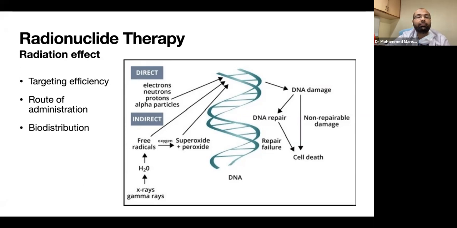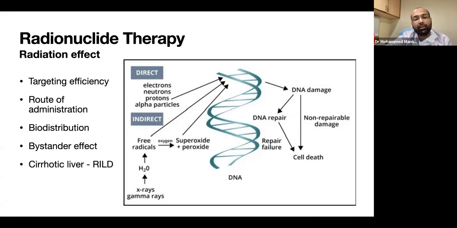And the biodistribution of the radionuclide is also important. We don't want the radiopharmaceutical to go to the tissues which are healthy and non-tumorous and cause radiation damage there. So we want less biodistribution to other areas and more distribution to the tumor. And bystander effect is the effect of radiation to the neighboring cells that causes damage, and we would definitely like to avoid the bystander effect.